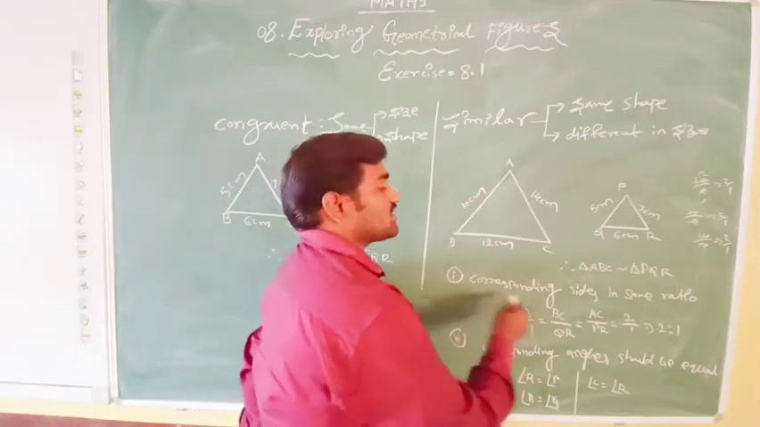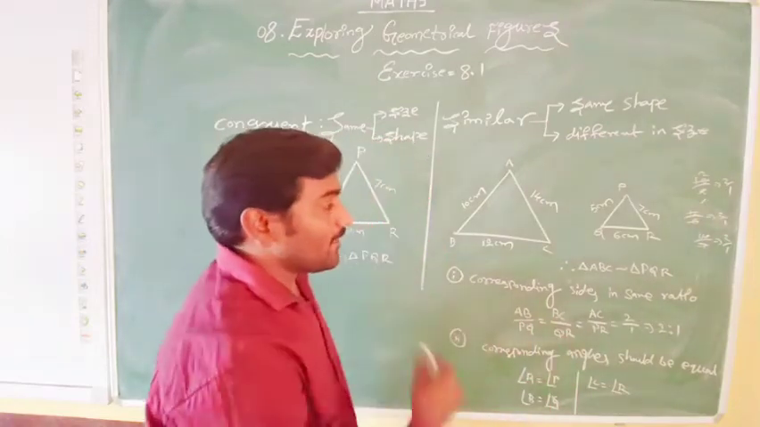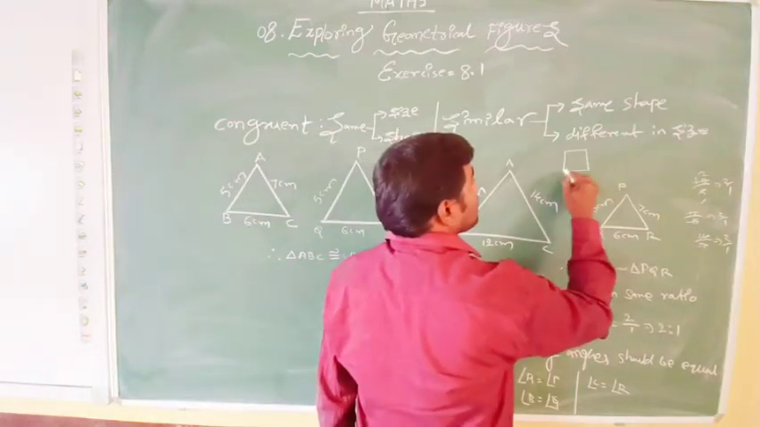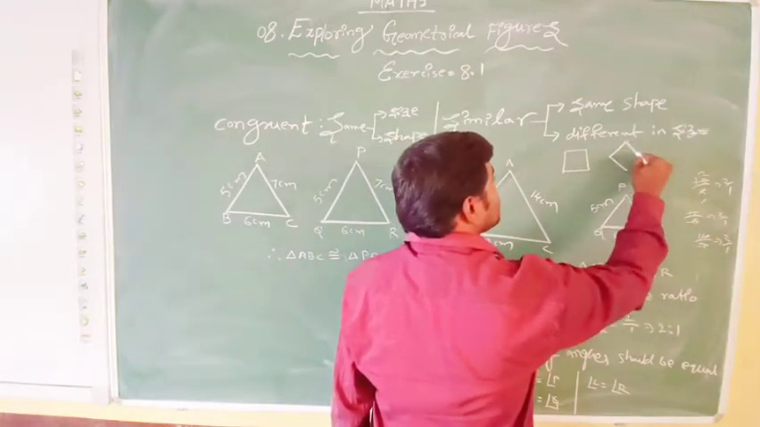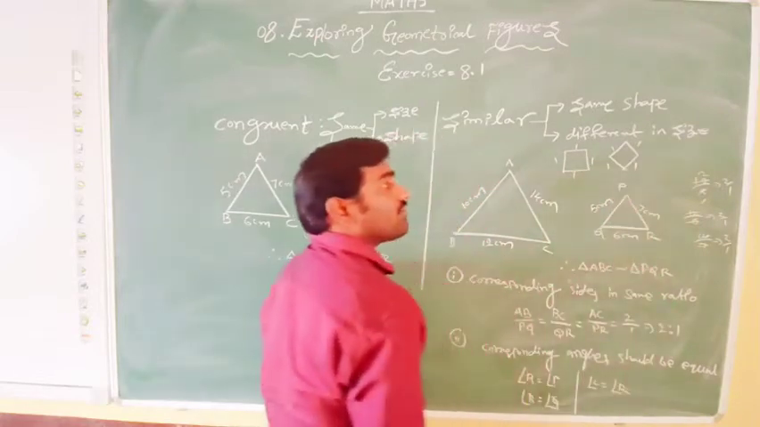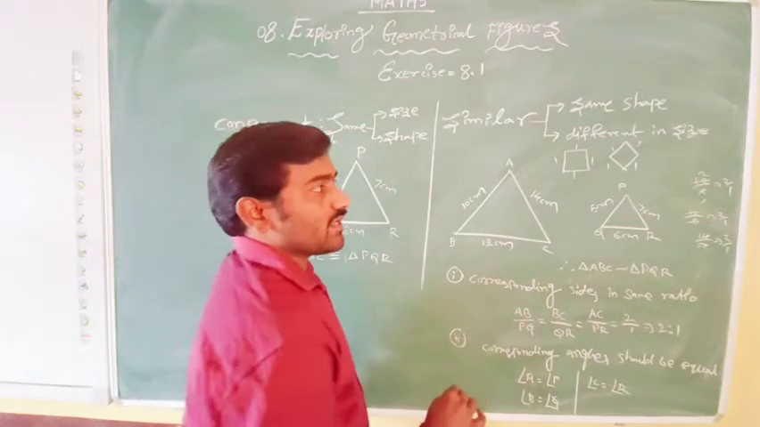Only corresponding sides being in the same proportion is not enough. If corresponding angles are not equal, they are not similar. Suppose here a square and a rhombus, each having a side of 1 unit. Are they similar in the sense?